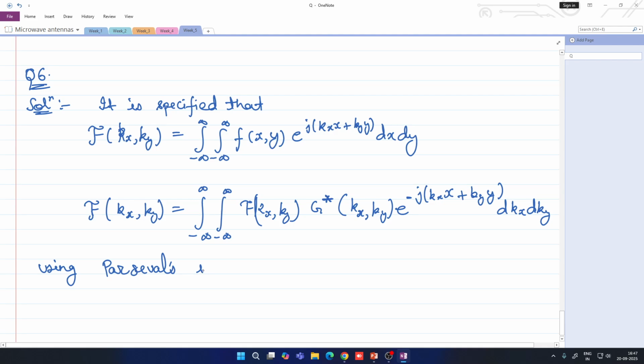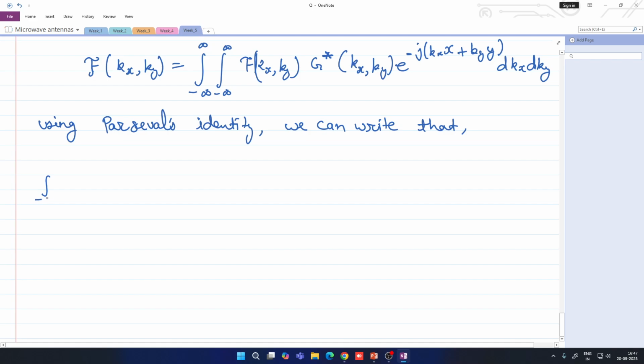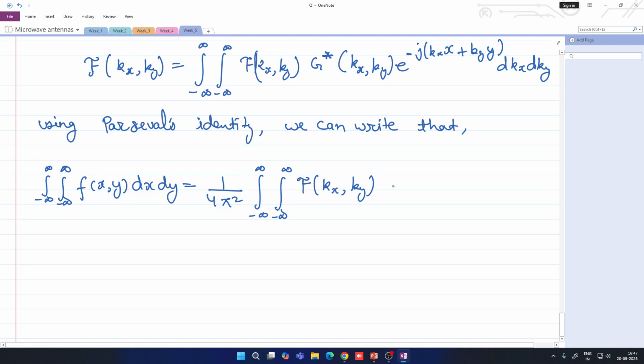Parseval's identity, we can write that the double integral from minus infinity to infinity of f of x y dx dy as 1 by 4 pi square, the integral of kx ky e to the power minus j kx ky of y into d kx d ky.